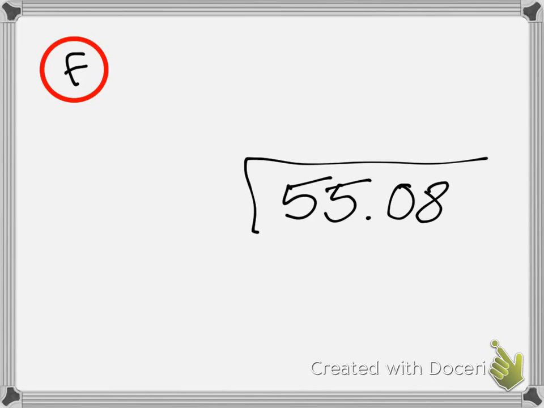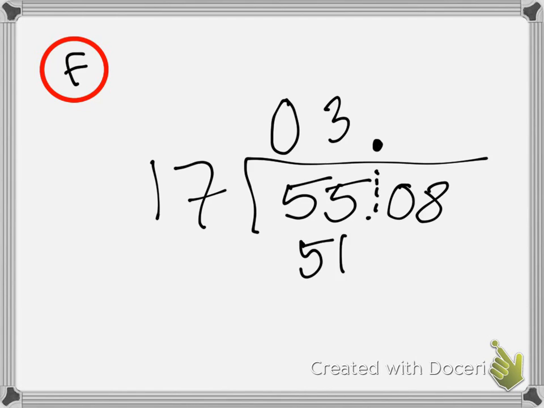Let's look at F. 55.08 divided by 17. Is it going to be greater than 1 or less than 1? Greater. We bring up our decimal. How many times does 17 go into 5? 0. How many times does 17 go into 55? 3. What is 17 times 3? 51. What's 55 minus 51? 4. We bring down that 0.